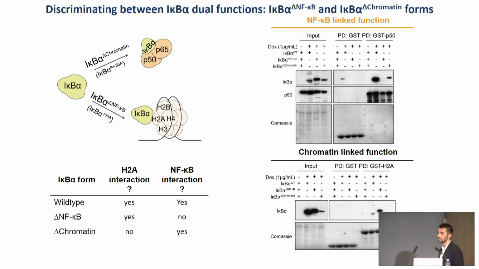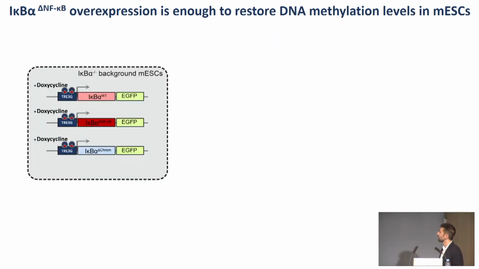So taking advantage of these different mutants, I generated different cell lines that had a knockout background for IKBKB alpha, and I generated different cell lines to overexpress, by doxycycline, the wild-type form of IKBKB alpha, the IKBKB alpha that cannot bind NF-κB, and also the IKBKB alpha that cannot bind the histones.